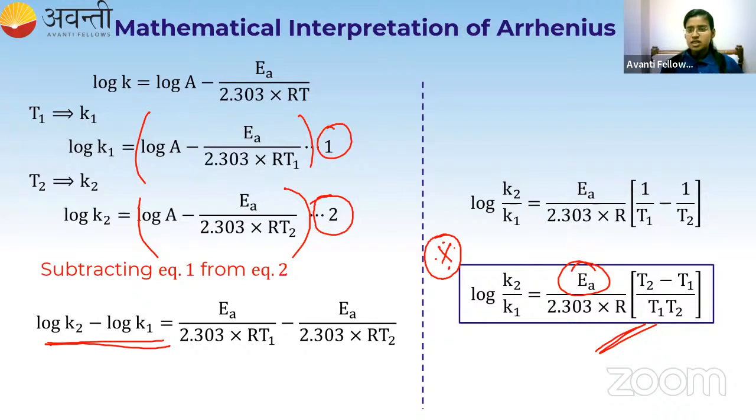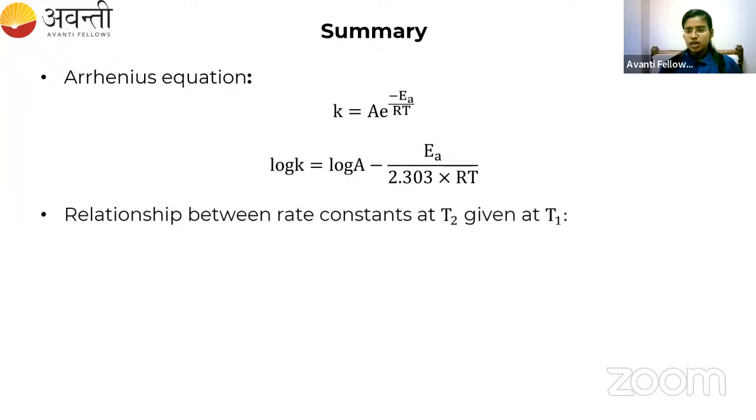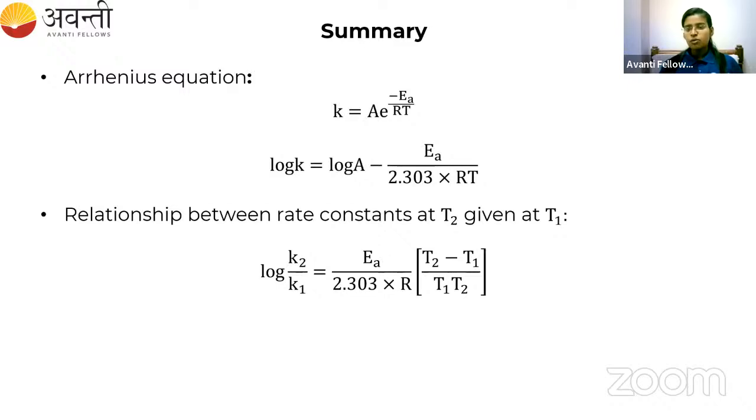So what are the things we have discussed in Arrhenius equation topic? We have studied k = A e^(-Ea/RT), and the meaning of each and every letter is very important, so you have to study that also. Secondly, we have studied the log k equation. And also we have studied the relationship between rate constant at T2 given at T1. So these are the three formulas you have to study from this Arrhenius equation. So the Arrhenius equation topic is also getting over here.